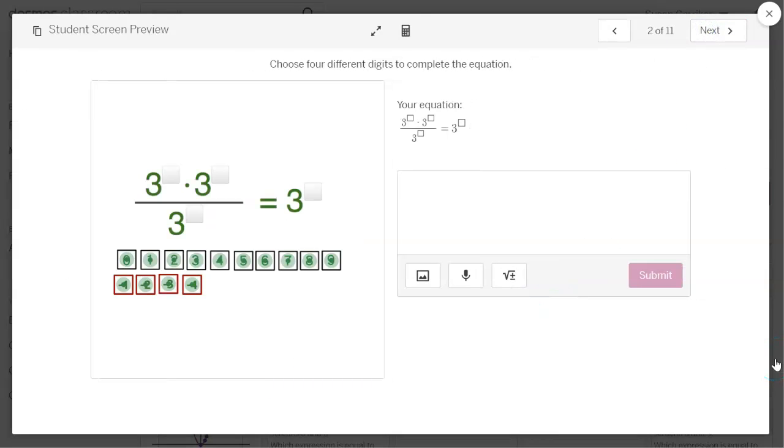And then to make it a little more interesting, we're combining different properties. We have the product and quotient rule in here. And so they're going to try to create an expression that is true.